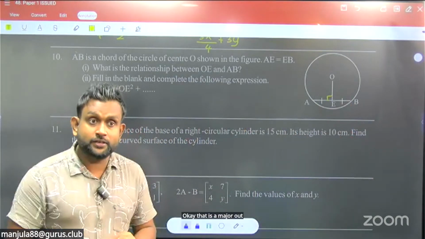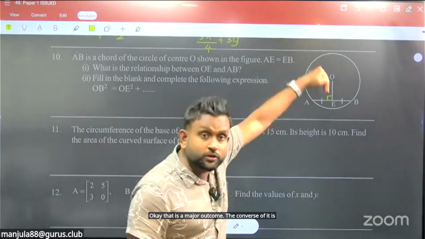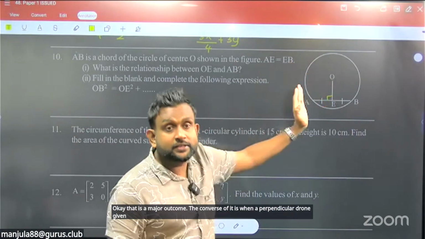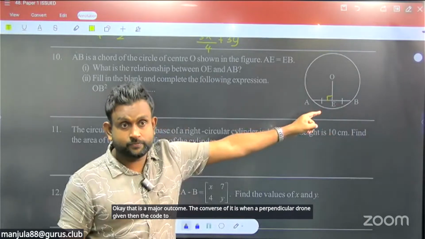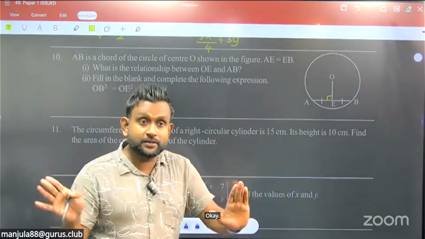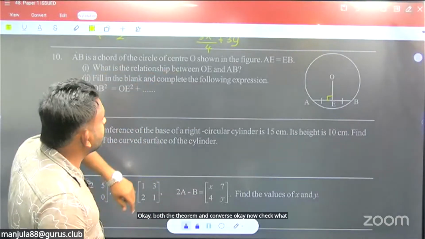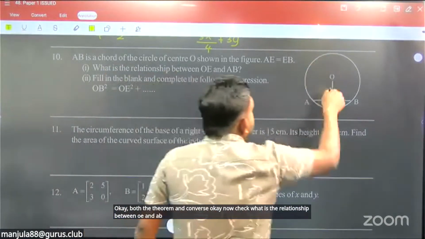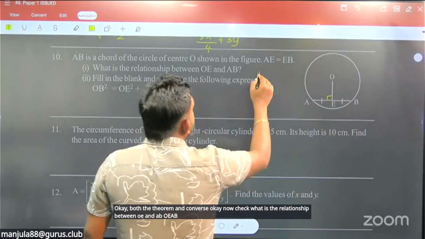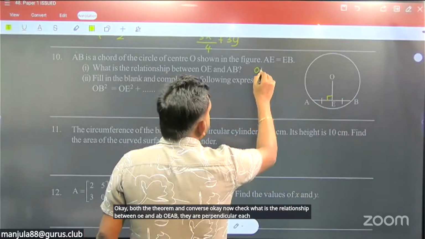The converse of it is that when a perpendicular is drawn from the center, then the chord is bisected. Okay, both the theorem and its converse. Now check what is the relationship between OE and AB. OE and AB are perpendicular to each other. You can write it in a nice way.